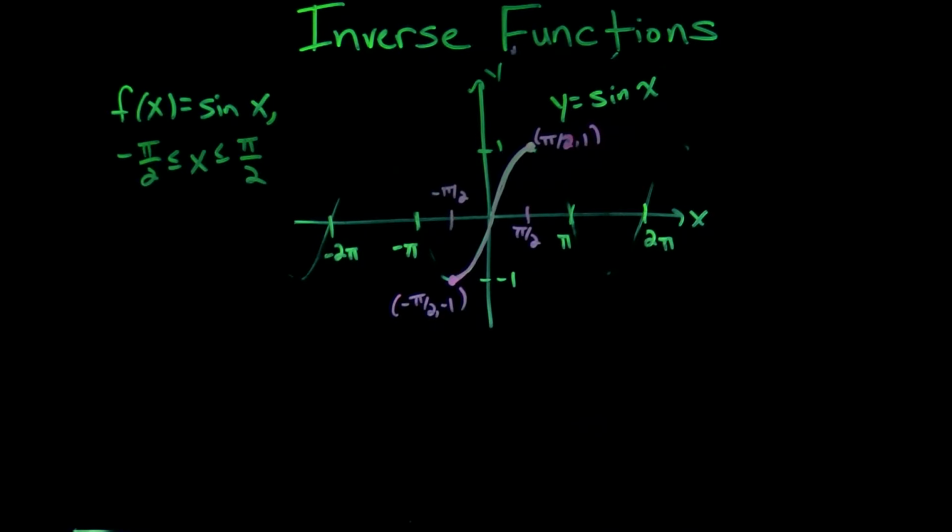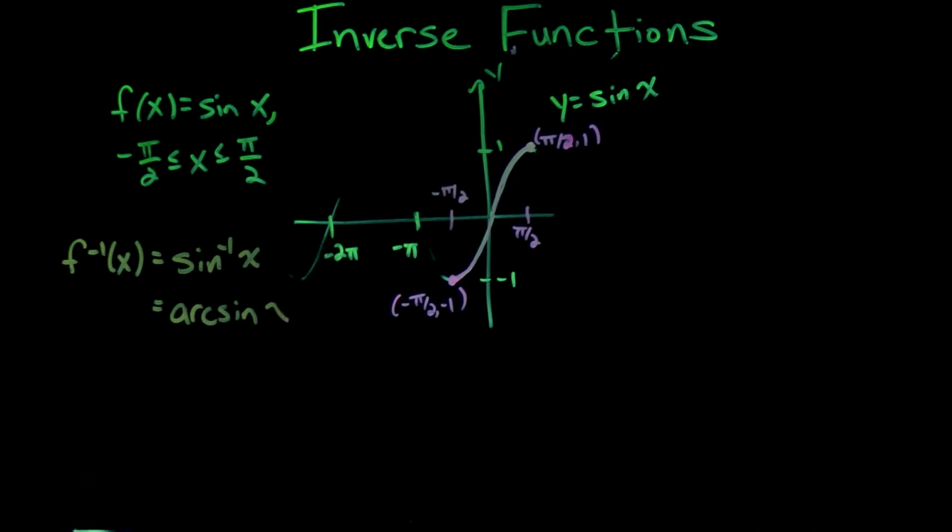Okay, so when we do that, then we can define what we'll call the inverse sine or the arc sine. So now f inverse of x, we're going to call sine to the -1 of x, or this is sometimes called, I don't tend to use this, but you'll see this from time to time in other sources, arc sine of x. Okay, so this is the inverse sine or arc sine.